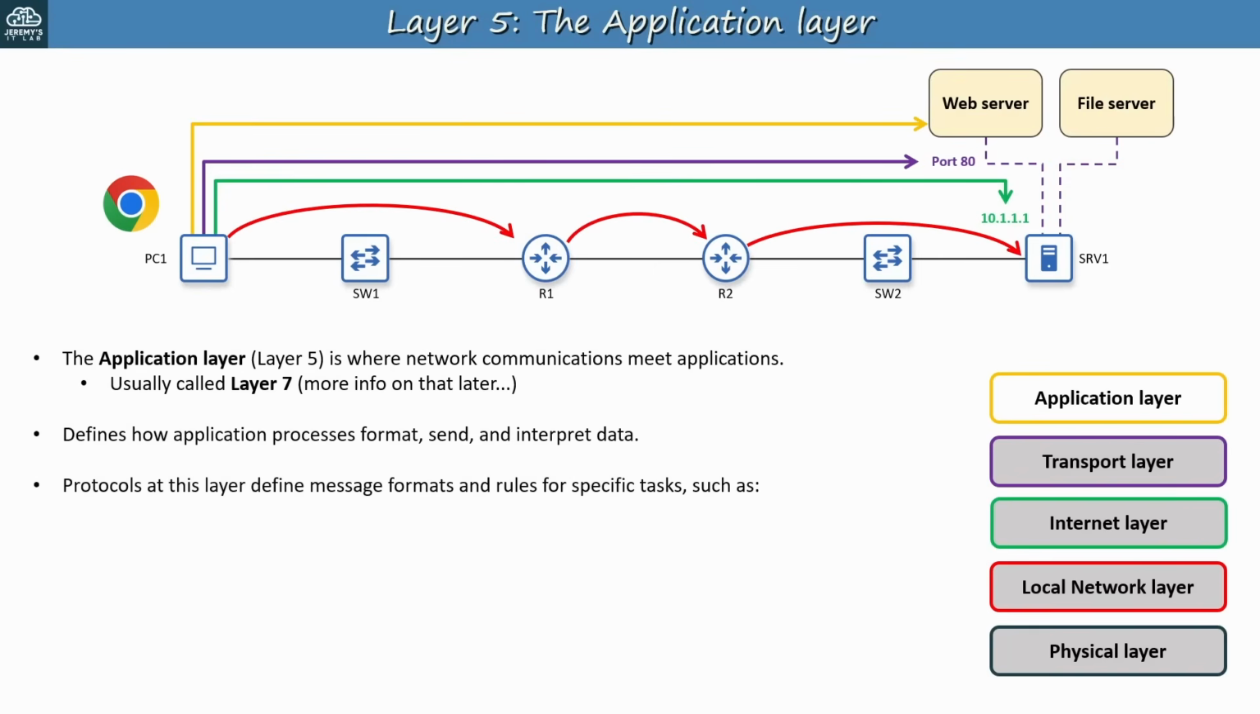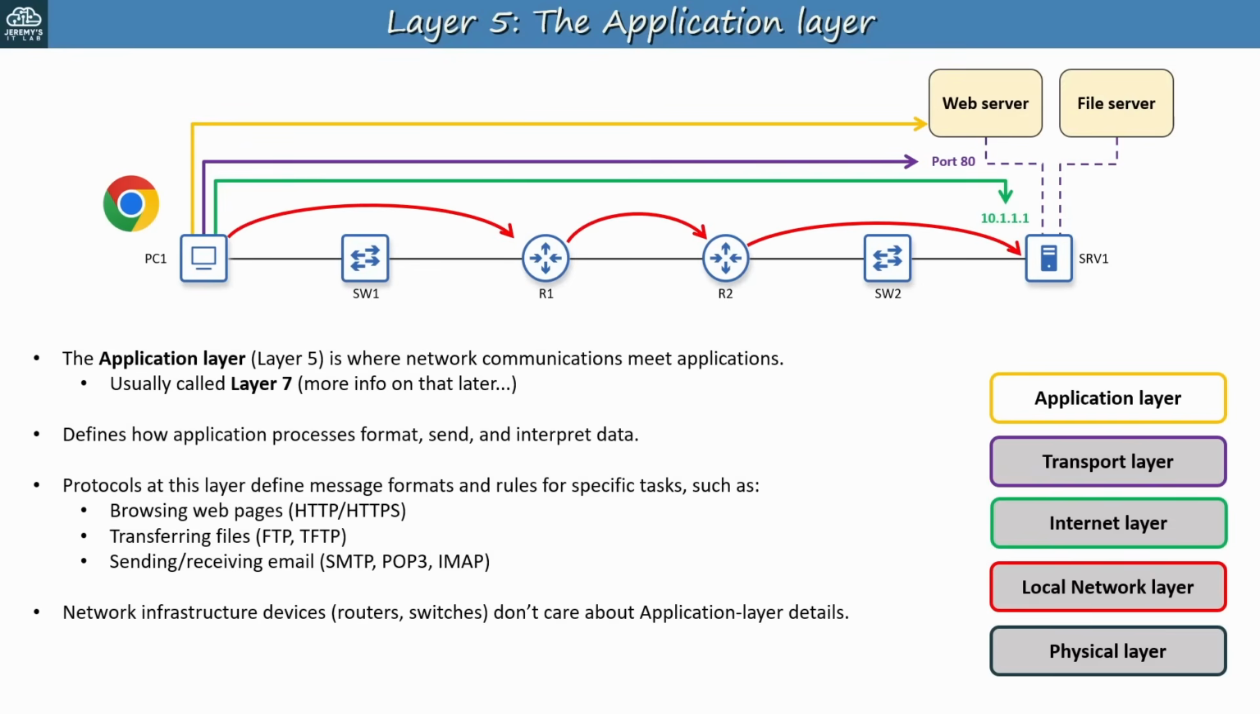Protocols at this layer define message formats and rules for specific tasks. Here are a few examples. For browsing web pages, we use HTTP, or more often its secure version, HTTPS. For file transfers, we can use FTP, TFTP, or another similar protocol. And email uses its own protocols too. Don't worry about the specific protocols or their names at this point. Right now, we're just talking big concepts.